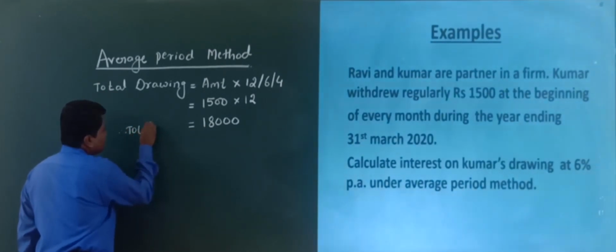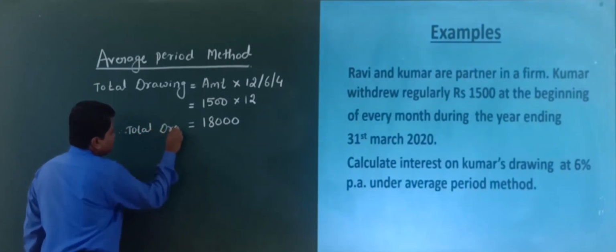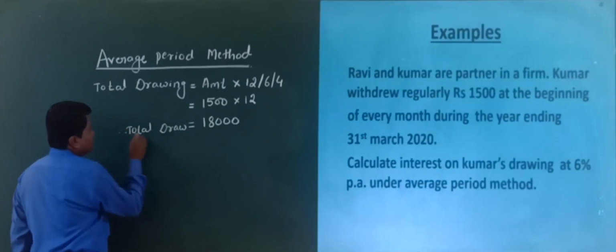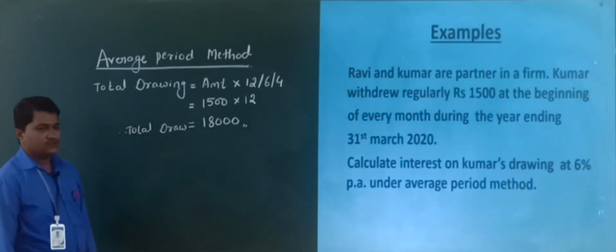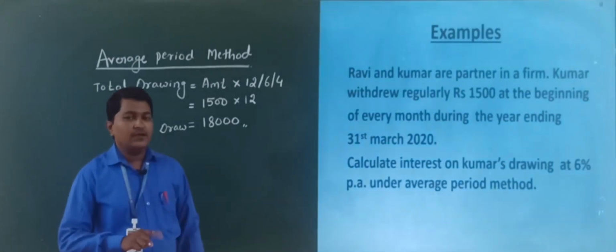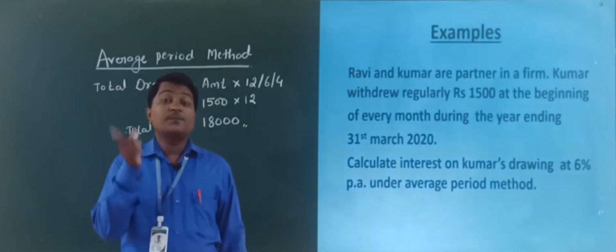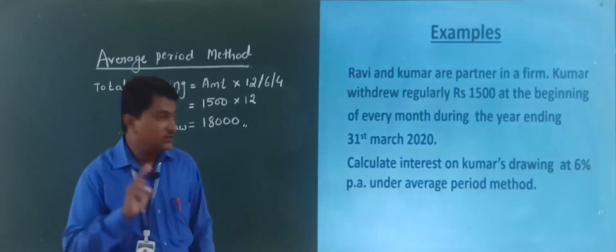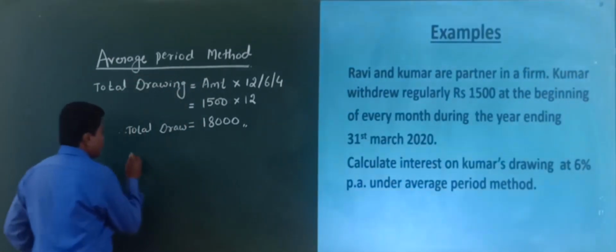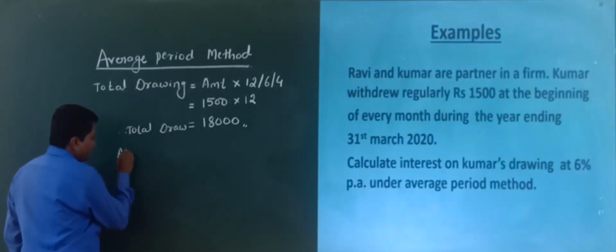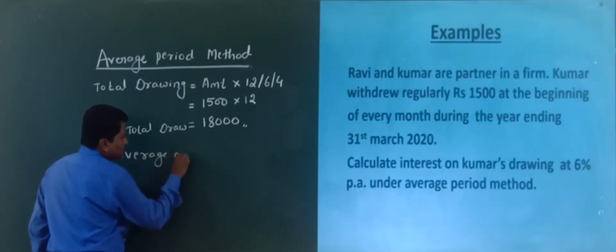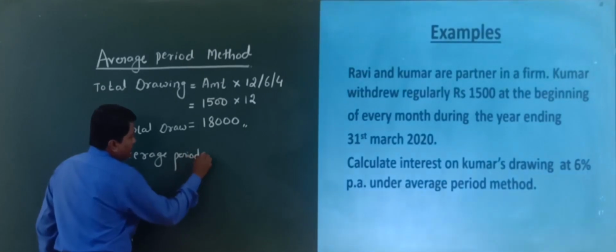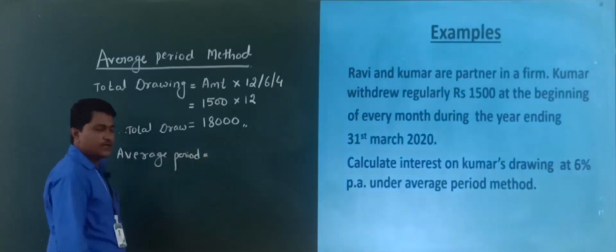Total drawing, right? What is the total drawing here? 18,000. So after total drawing we go for calculation of average period, right? That is most important. So I go for the next formula now. It is average period. So what is the formula for average period?